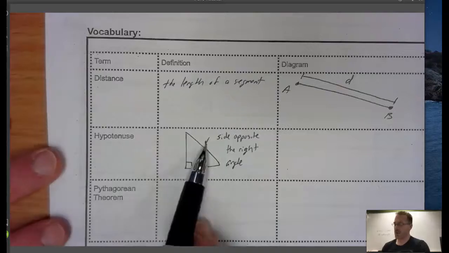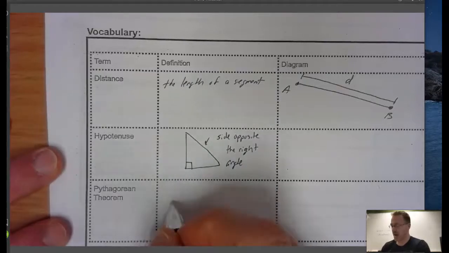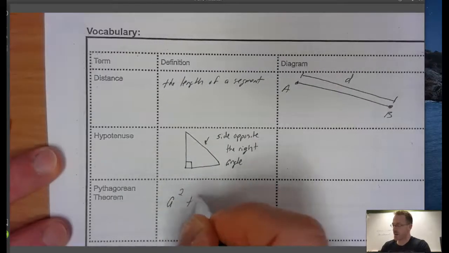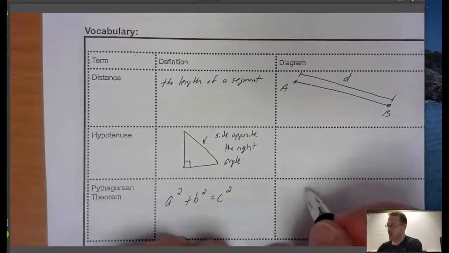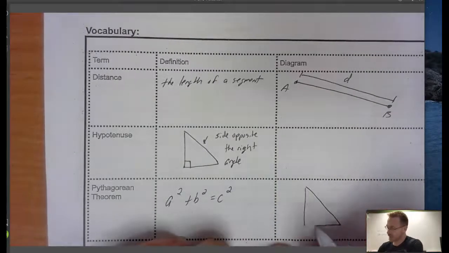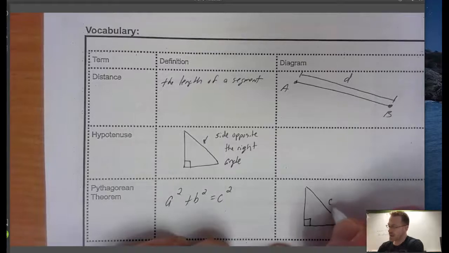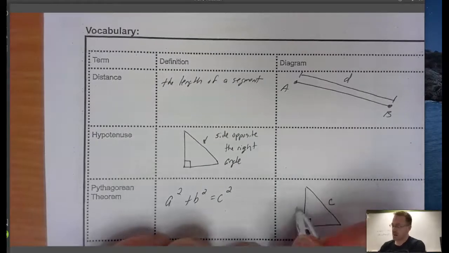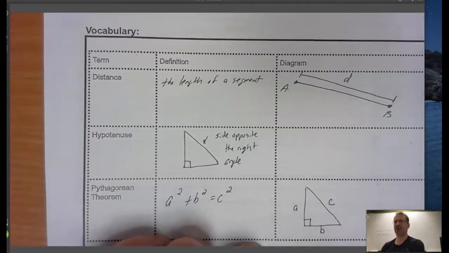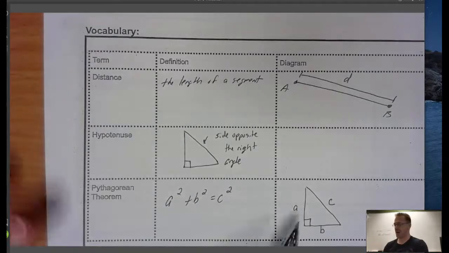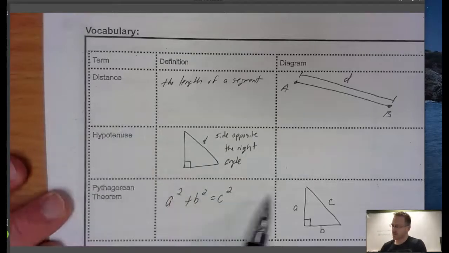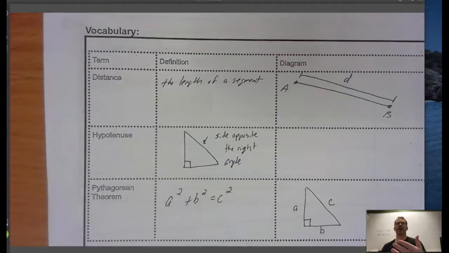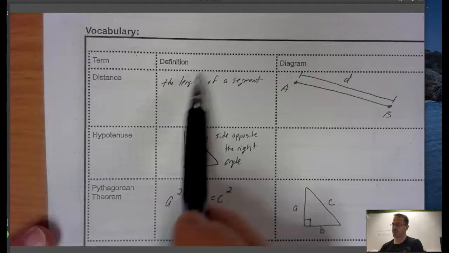But we have to know what that is, because the Pythagorean theorem is a squared plus b squared equals c squared. So when we think about our right triangle, c is always the hypotenuse, and then a and b are the two legs. It doesn't matter which one is which, so a and b just represent the two legs. One is the vertical leg, one is the horizontal leg. So that's some of our basic terminology and vocabulary that we're going to use for distance here.